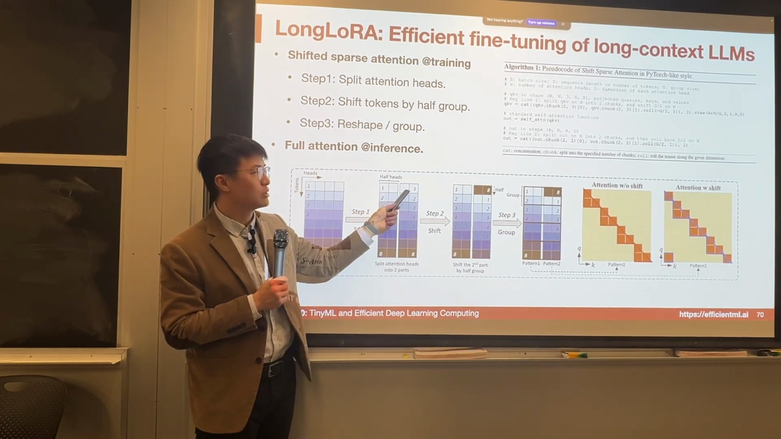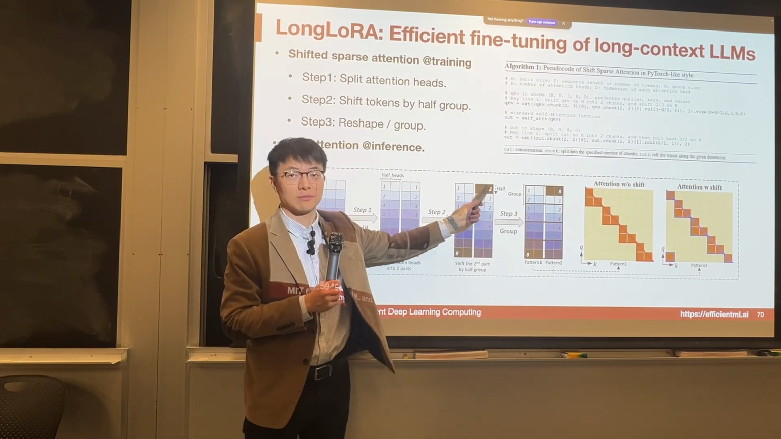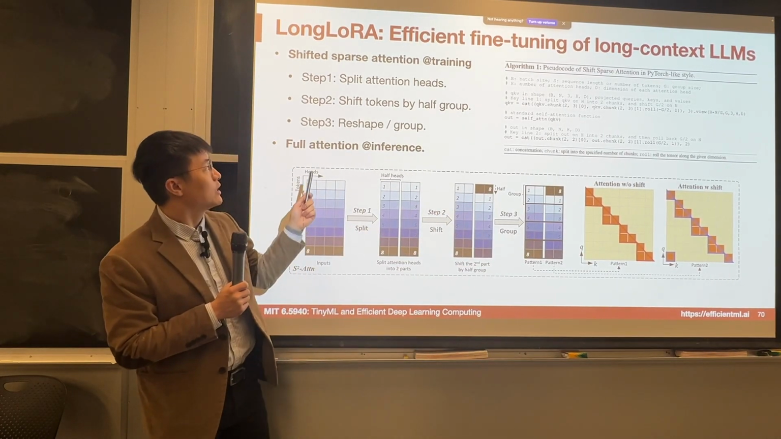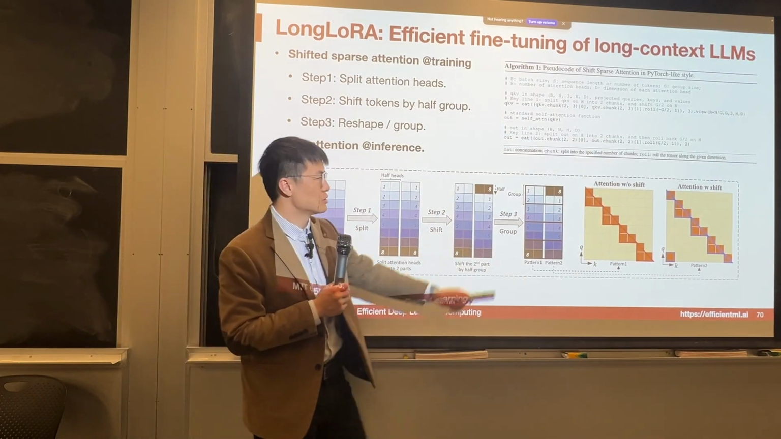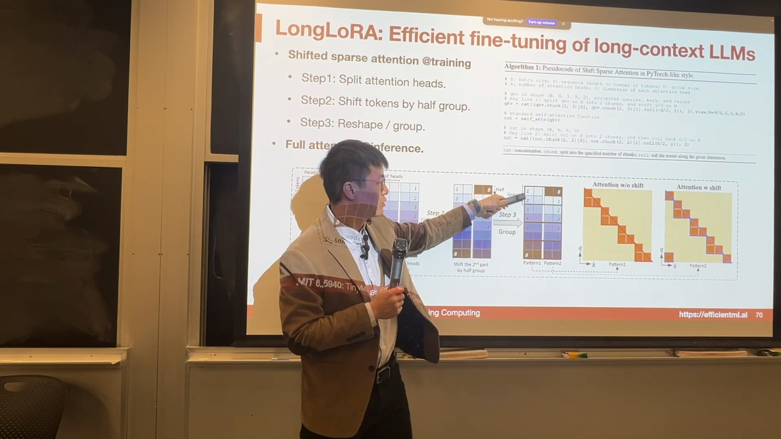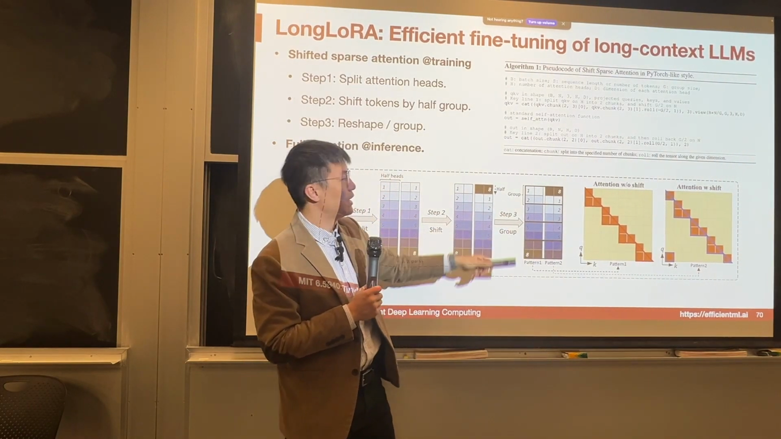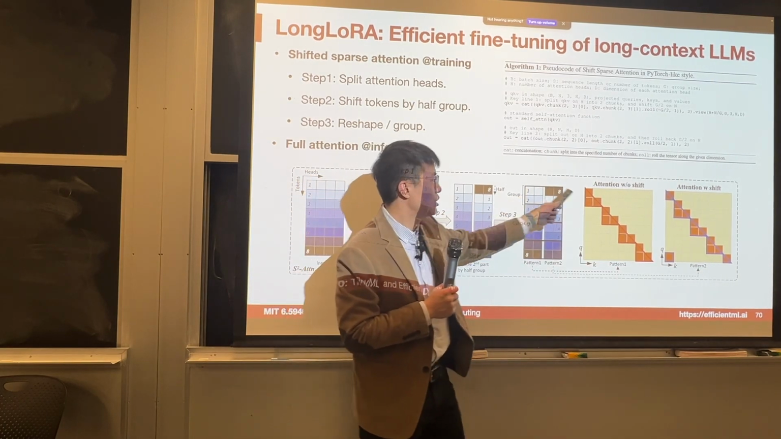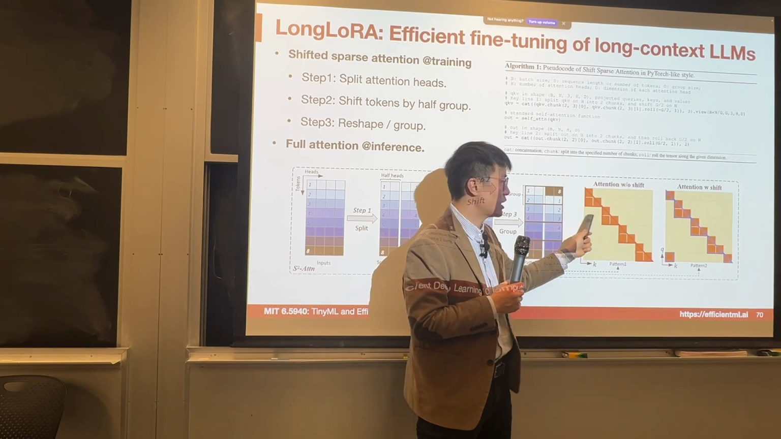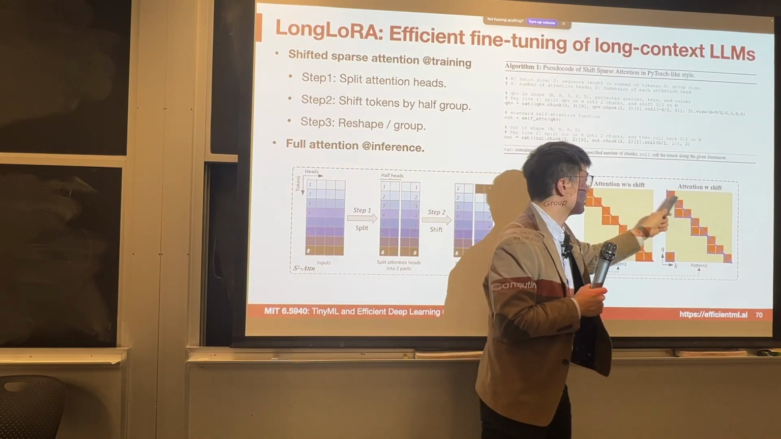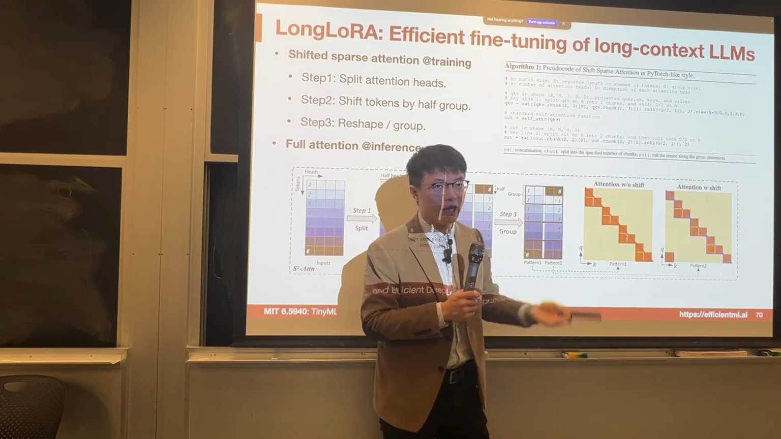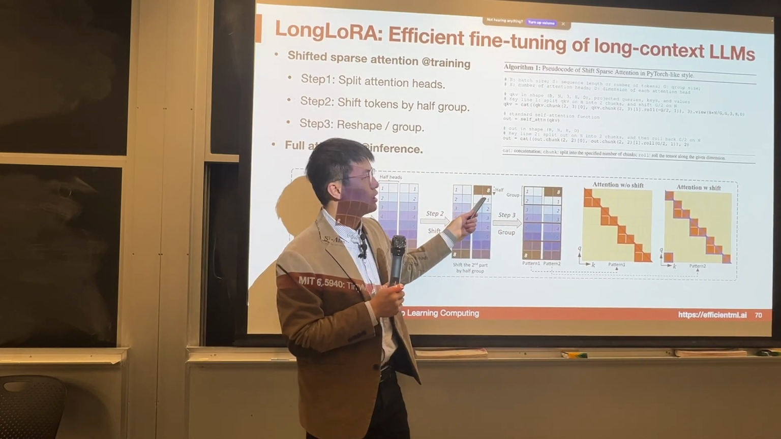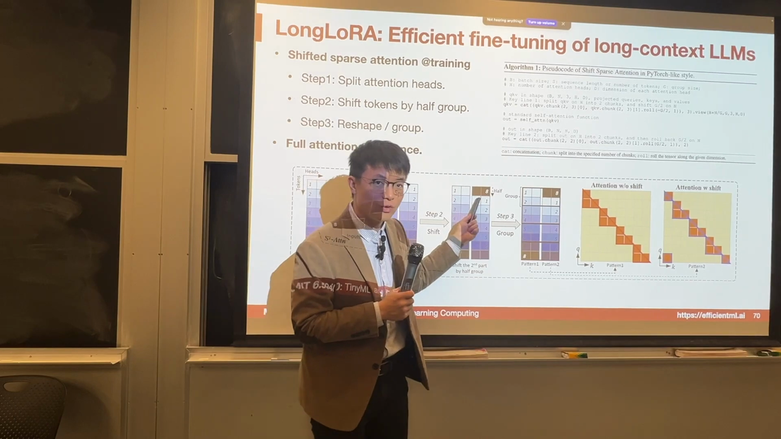This is unshifted, this is shifted. As we can see, token 8 moves to the top section in the shifted version. Step 3 is to reshape and group. We group the first 2 tokens together, the second 2, the next 2, the next 2. And the last step is to do the attention within each group. For the first split, we do the attention within each group only. There's no attention between the groups. Similarly for the second, shifted part, we do the attention within the group.